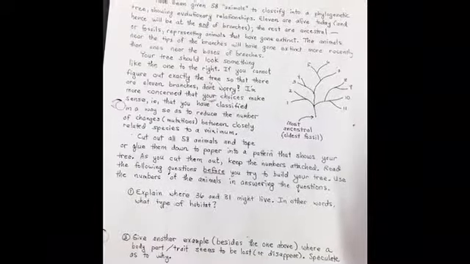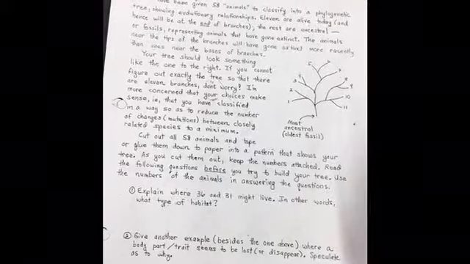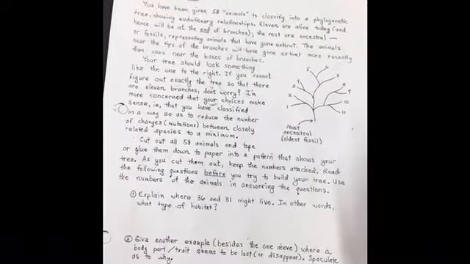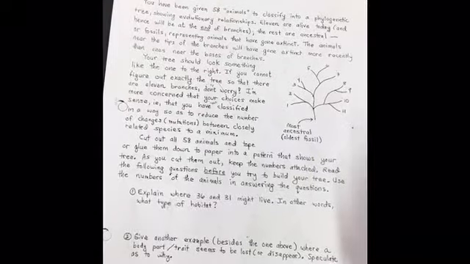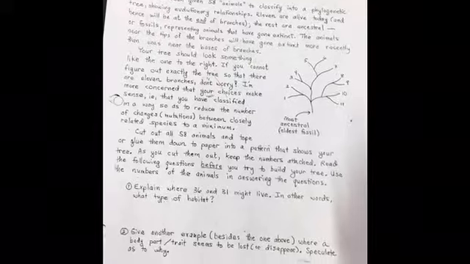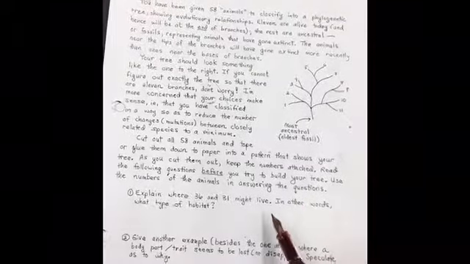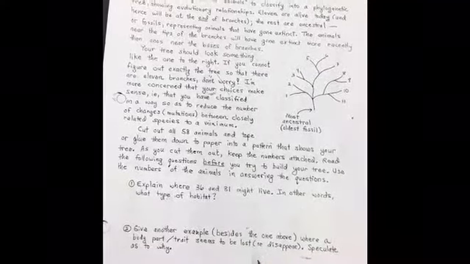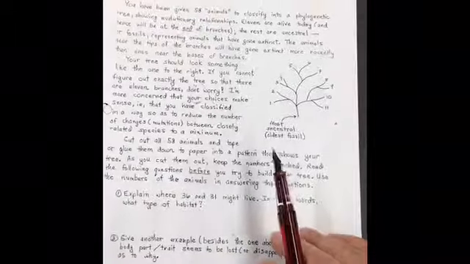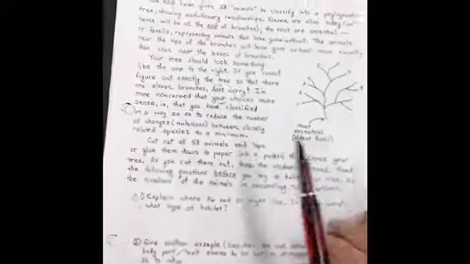So it says cut out all 58 animals and tape or glue them down to the paper into a pattern that shows your tree. As you cut them out, keep the numbers attached. Read the following questions before you try to build your tree. Use the numbers of the animals in answering your questions. All right, take a second before you do anything else and answer questions 1 and 2. You want to make sure that you're looking at your animals correctly. So let's take a quick look at our actual animals.